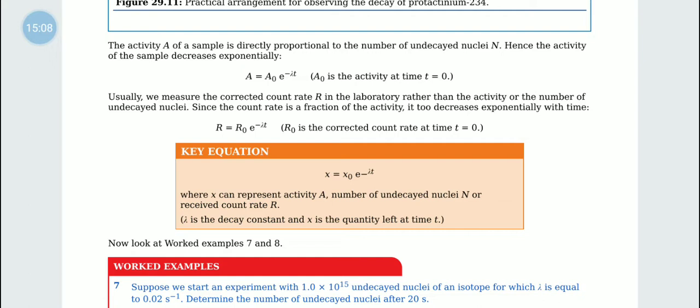If it is the count rate that we obtain, the same equation can be written as R equals R0 e to the power negative lambda t, where R0 is the corrected count rate at time t equals 0. As a result, we can obtain the key equation x equals x0 e to the power negative lambda t, where x can be represented by activity A, number of undecayed nuclei N, or received count rate R.